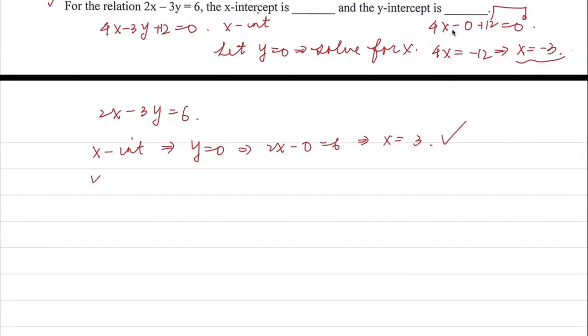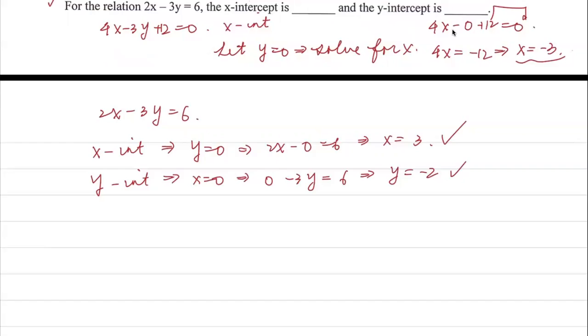Okay, for the y-intercept, we let x be 0. That means 0 minus 3y is equal to 6. That means y is equal to minus 2. So minus 2 is the y-intercept.